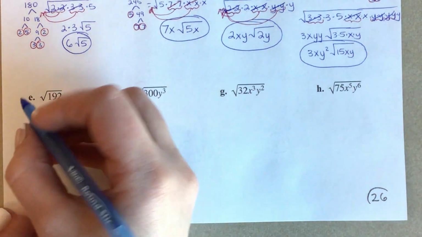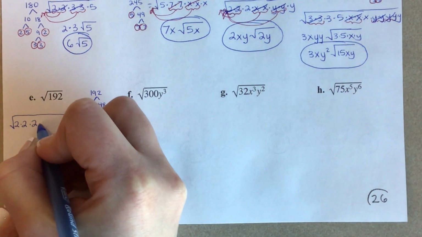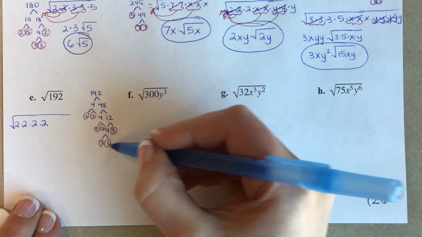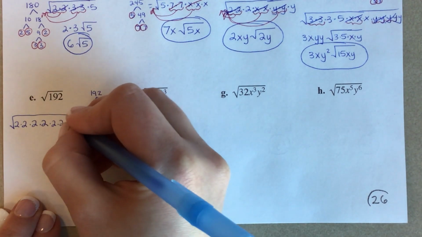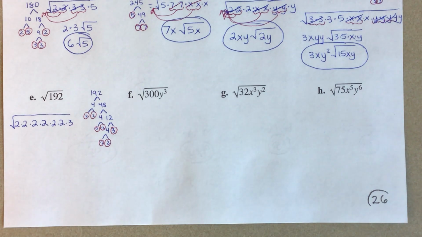Let's rewrite that underneath the radical. So I have 2 times 2 times 2 times 2 times 2 times 2 times 3. And I'll check that works. Okay.